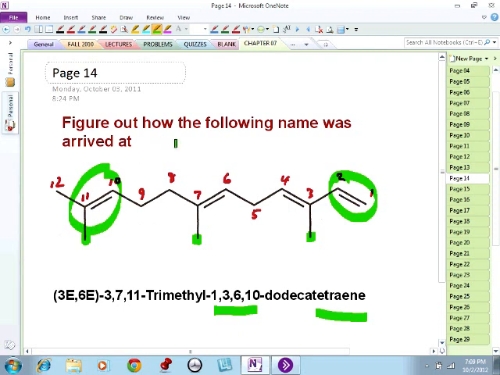Okay, let me write it down. In this case, let me show you here. On this carbon here, we have hydrogen here. We also have hydrogen here. On this carbon here, you have a methyl here. You also have a methyl here. So, let me write this down.